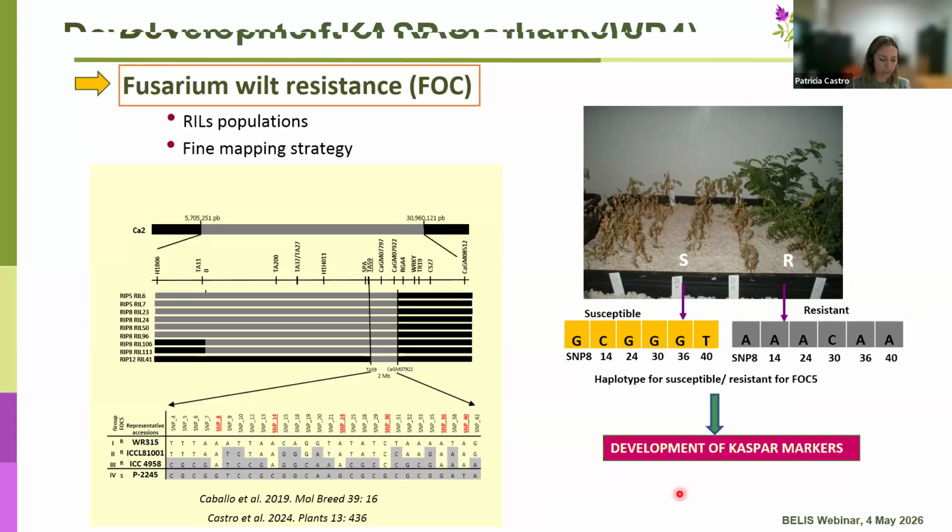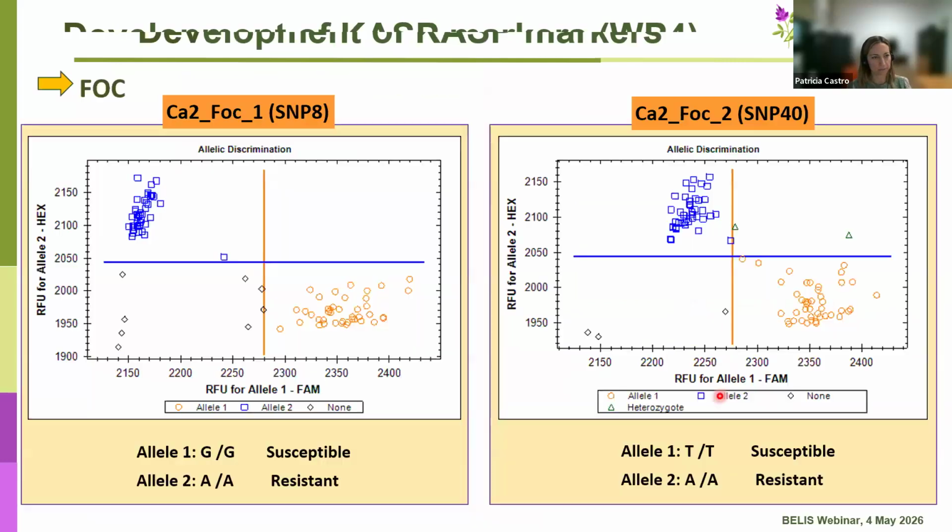From this set, 2 SNPs, SNP number 8 and SNP number 40, were selected for the development of KASP markers. The KASP markers were tested on a set of 90 genotypes that had been previously phenotyped as either resistant or susceptible. As Natalia mentioned before, having a well-characterized set of plant material with known phenotypes is essential for validating KASP markers.